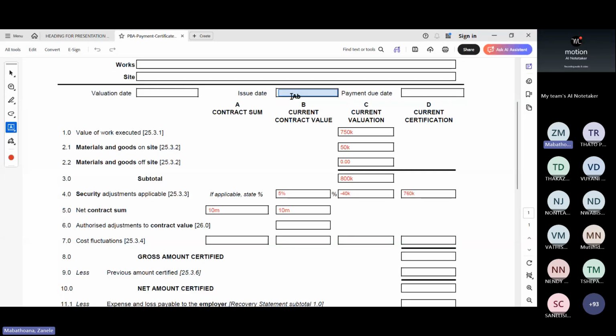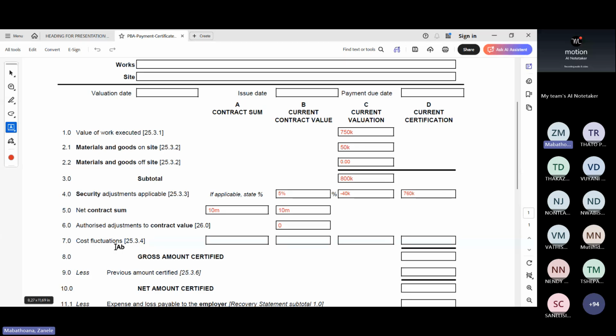So any variations that have been added, anything like that, you would put them here. Any work that was omitted because it's not done, all of that. So whatever adjustments are there. At this point, we don't have any adjustments, right? So we leave it at 0, no adjustments until such a time that you have adjustments.